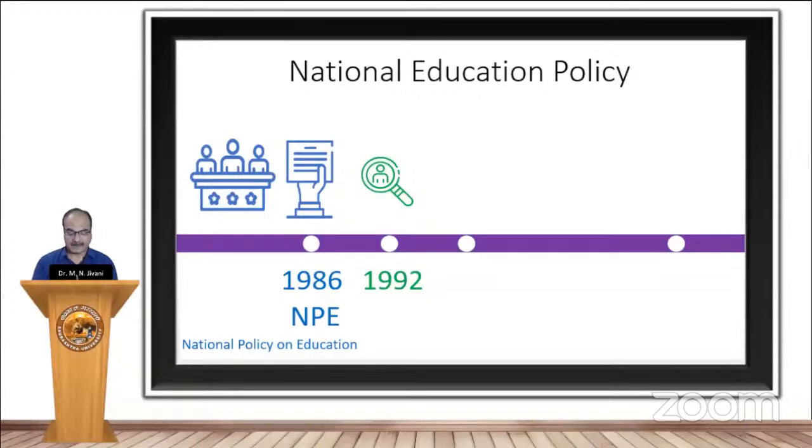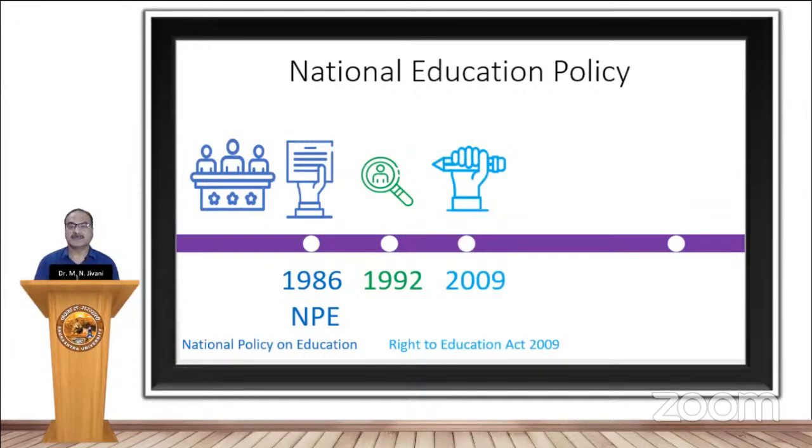That was another landmark in the policy, the first policy, which is the National Policy on Education. And in 2009, again a major revision came, which is still there, known as the Right to Education Act 2009. We are very familiar with this amendment, known as RTE. On the basis of this amendment, people are getting education.